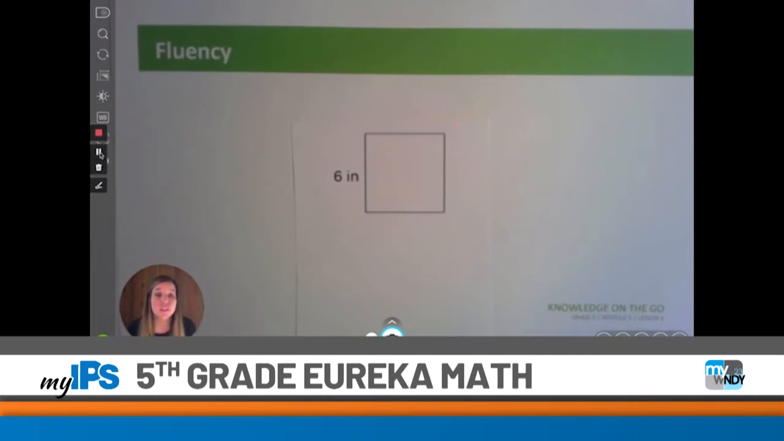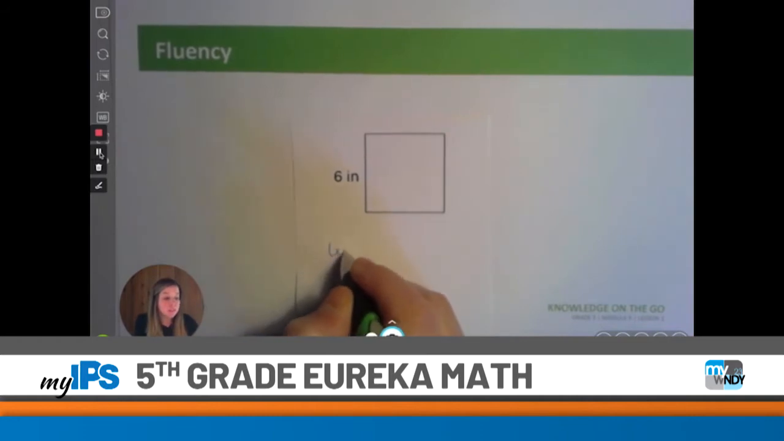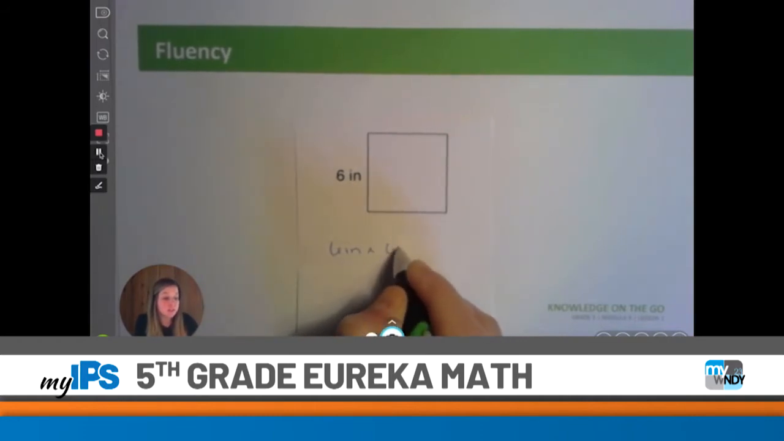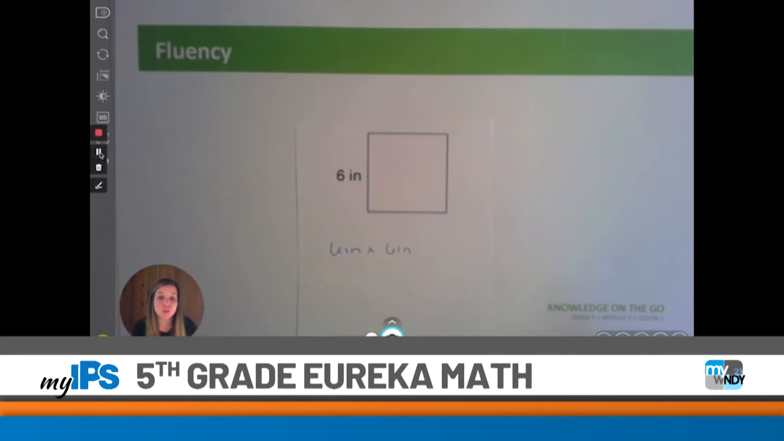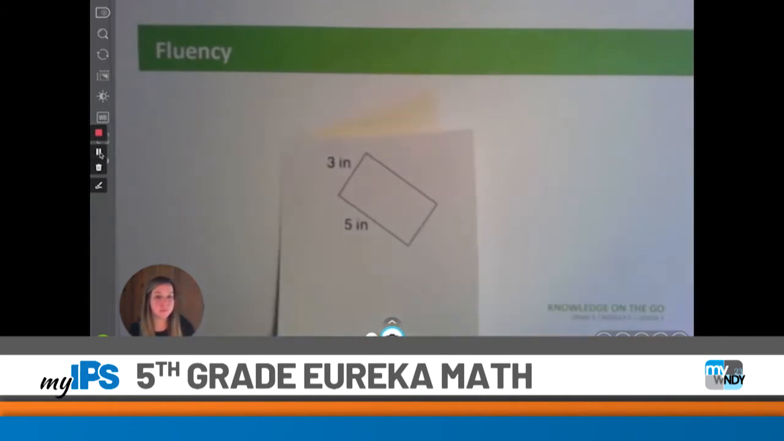Find the area of this shape by writing a multiplication sentence with the side that's written there. Go ahead. Okay, perhaps you wrote 6 inches times 6 inches. We see this is a square, so that gives us 36 inches squared. Okay, let's have a look at this one.